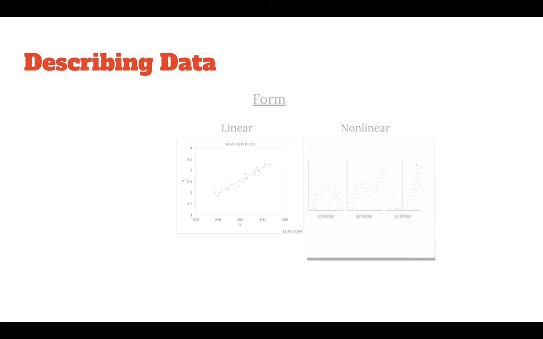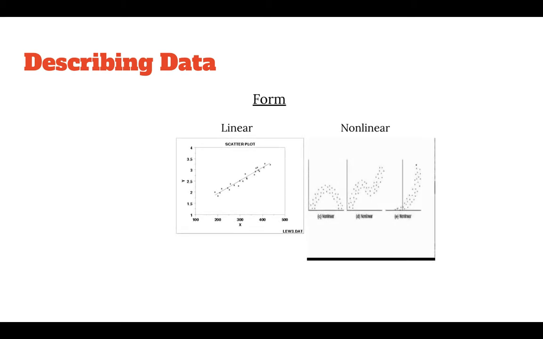The next we'll look at is the form. There are two different types of forms that we're concerned about. Either linear, does it look like it would be slope-intercept form? Or is it anything else, nonlinear? I'm not going to ask you to do quadratic, exponential, or anything like that. It's either linear or nonlinear. And there are some examples.